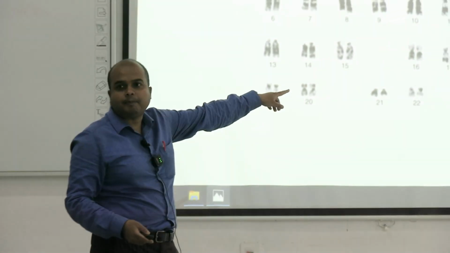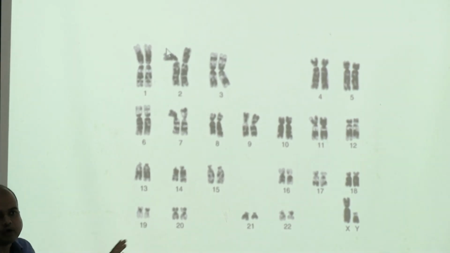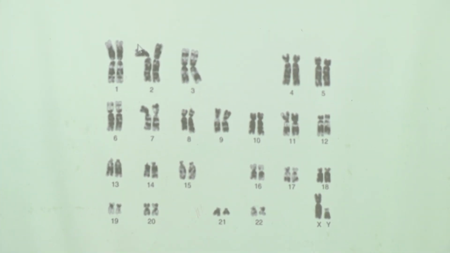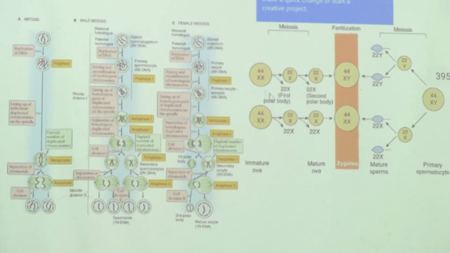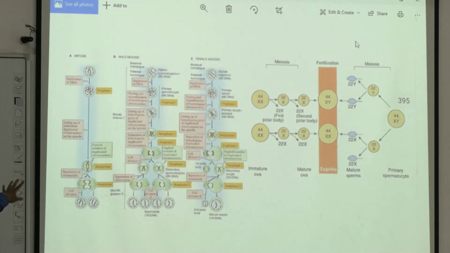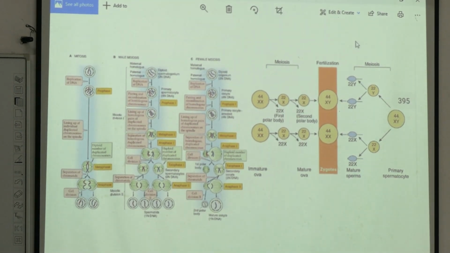So this is the chromosomal pattern. This is from a male, right? X and Y chromosomes. The Y chromosome is short. That is what we discussed the other day. This was about how cell division occurs and how X and Y chromosomes are segregated.